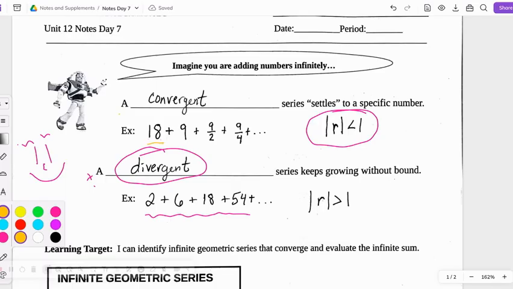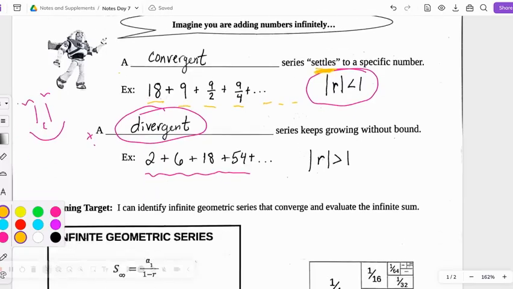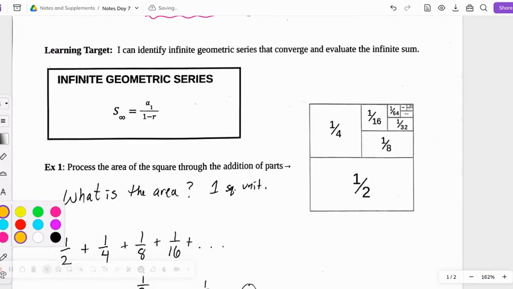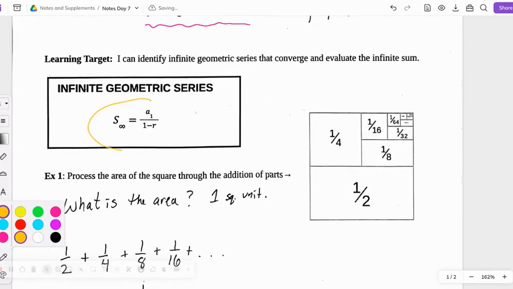But what's 18 plus 9? 27. Okay, great. But then if I add the next number, it's going to be half of that. It's going to be 4.5. And then I'm going to add half of that. And then if I continue to add a smaller and smaller and smaller and smaller number, the series is going to settle to a specific number. So here's a little bit of an example before we dive into the actual formula. There's our formula. It's very simple in application, which is nice.